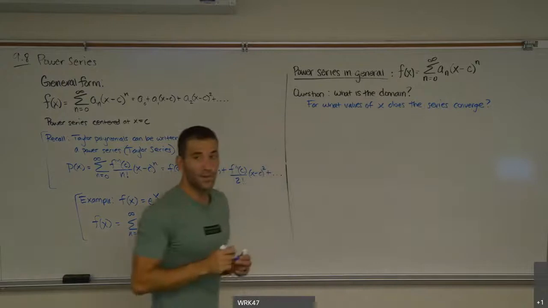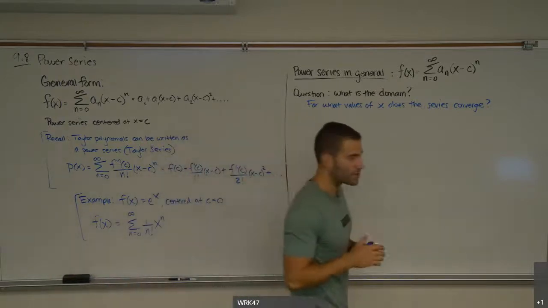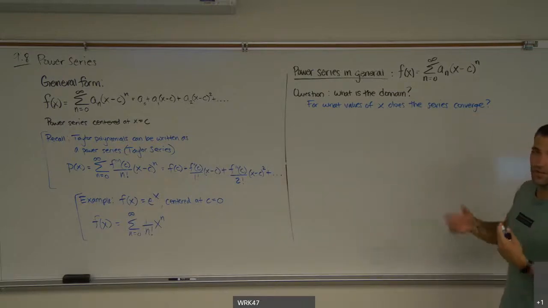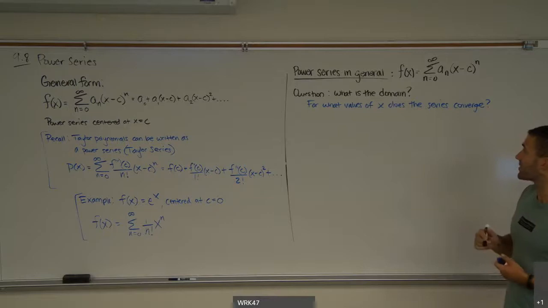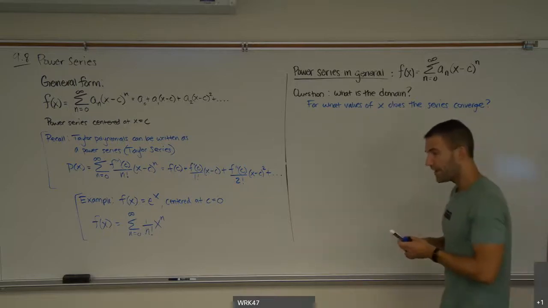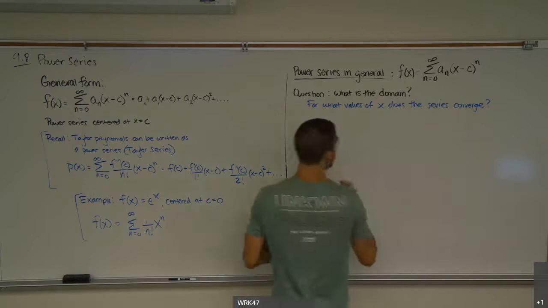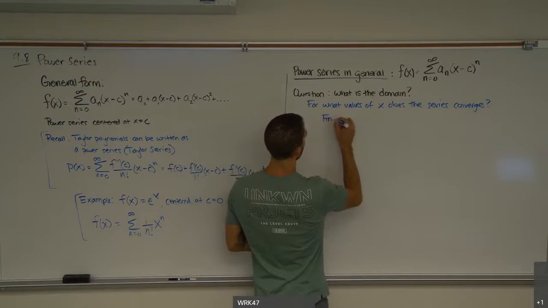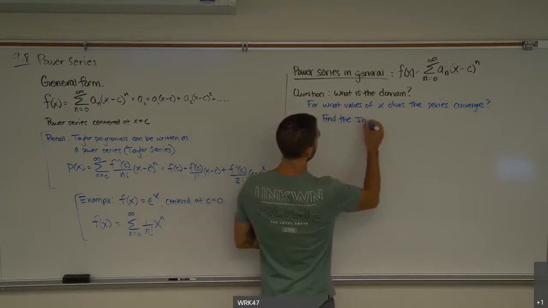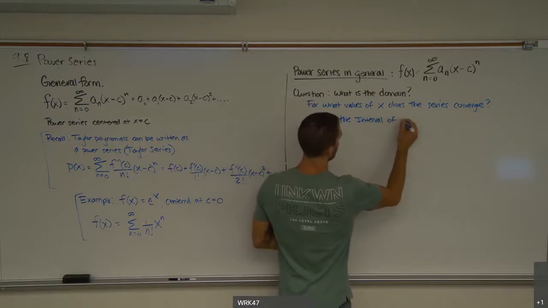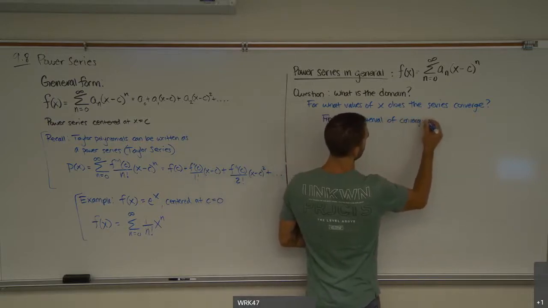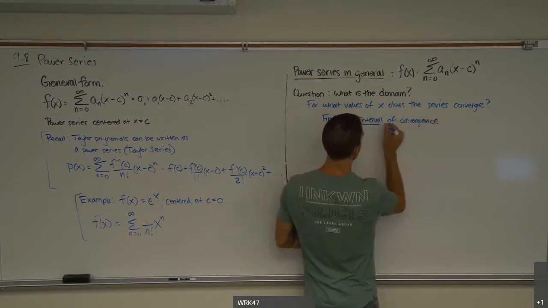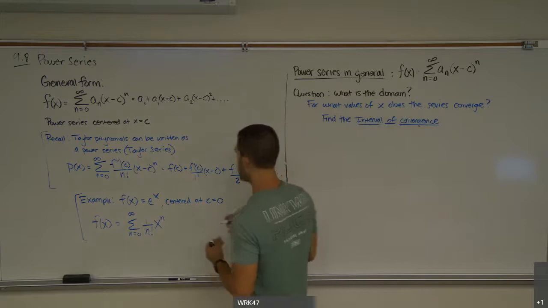Now, domain is typically given in terms of an interval. If you remember in algebra class, intervals of domain, interval notation. And so we're going to mimic that here. We're going to write our answers in intervals, the values of x for which the series converges. That's an interval. And instead of calling it the domain, we're just going to call it the interval of convergence. You want to find the interval of convergence.